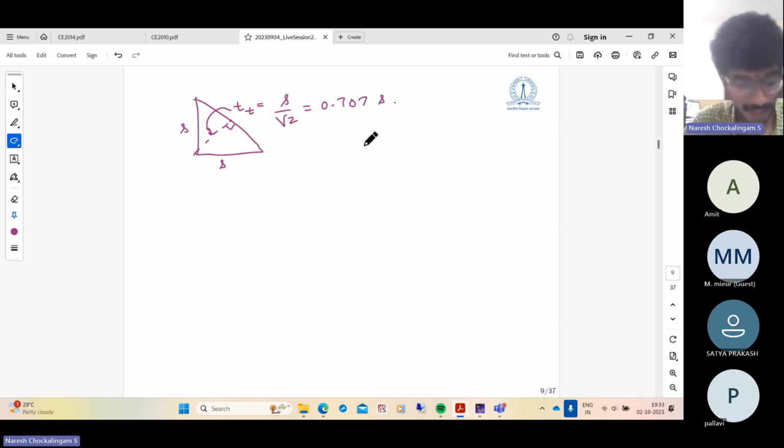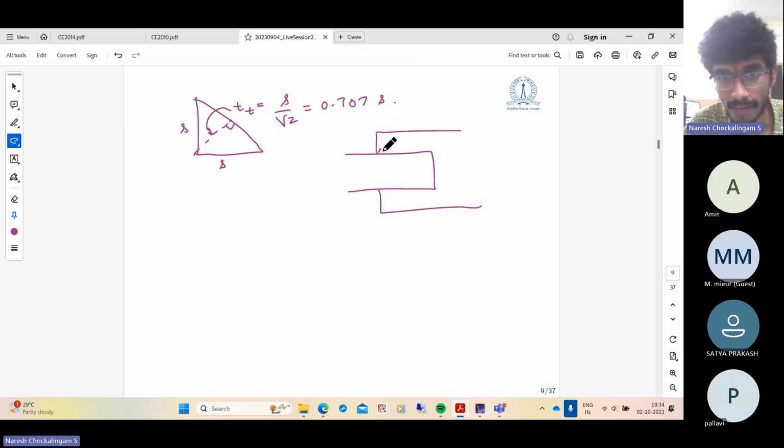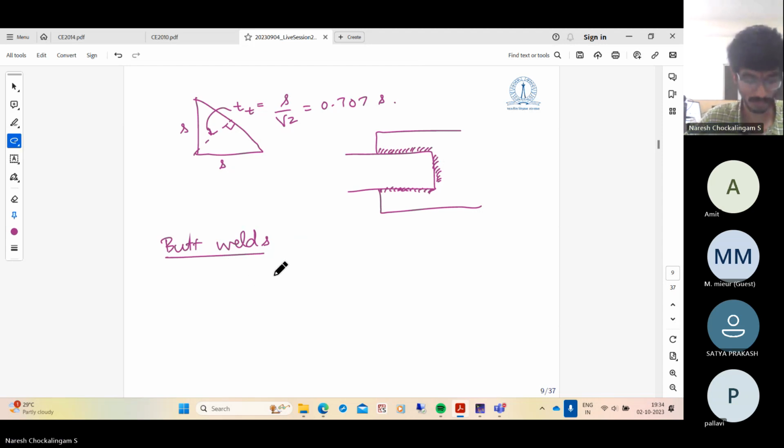So a fillet weld can be loaded along the, it can be a side weld or an end weld. If you have 2 plates, you can have a fillet weld along the sides, or we can also have it at the end. So that is taken care of appropriately. Then we can look at butt welds. So we'll look at a problem very soon. So butt welds or groove welds.